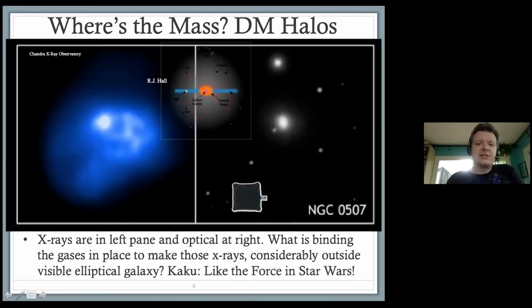So on slide four here, we can look at X-rays from gases that are between galaxies. These splotches you see here are not stars. These are galaxies with hundreds of billions of stars each, or trillions of stars. In the center of the image is NGC 0507, a galaxy. And in the visible image, all these other splotches are other galaxies or dwarf galaxies that are orbiting it. On the left in blue, this is from the Chandra X-ray Observatory. In the false color image, you see where you have hot X-ray emitting gases. And they're not supposed to be there because there isn't sufficient gravity just from what we observe from the light, from the visible matter in the stars in those galaxies. So the question is, what is binding those gases in place together to make those X-rays considerably outside the visible elliptical galaxy and satellite galaxies in the visible image?